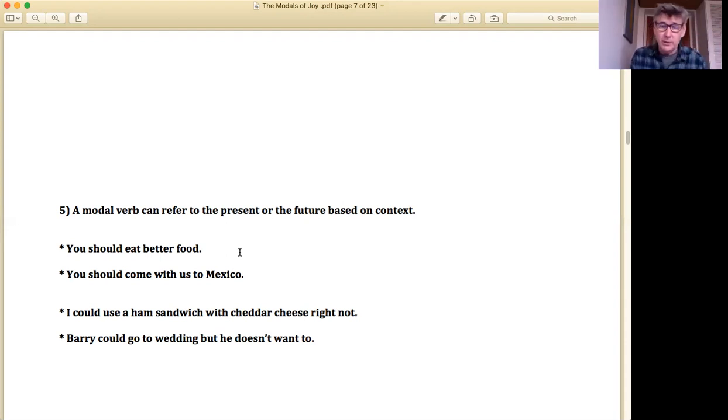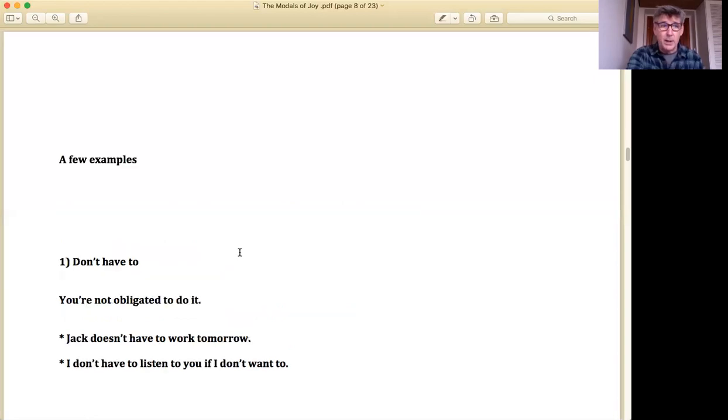You should come with us to Mexico. Now that's something that's definitely in the future. Okay, so keep in mind that a modal verb can refer to the present, now, but also the future. Past modal verbs are different and have a different structure, and we will study those in an upcoming lesson. So right now, just remember, a normal modal verb is present or future, okay?